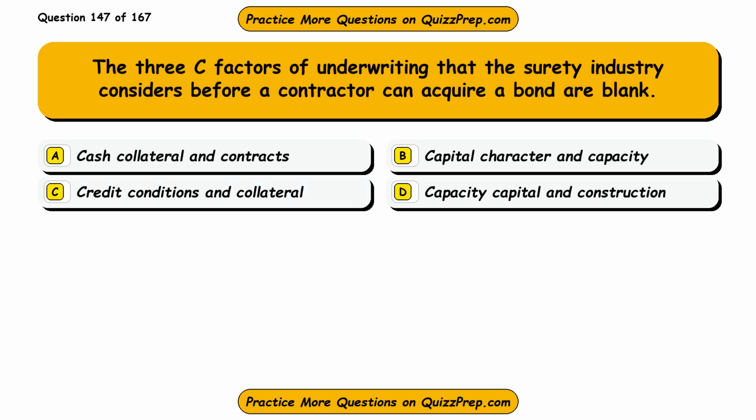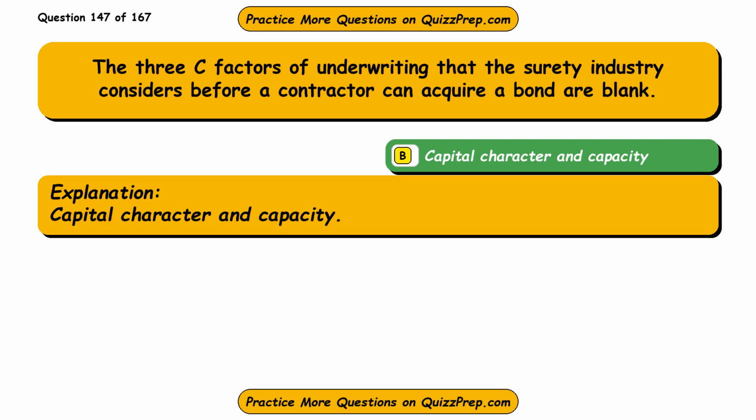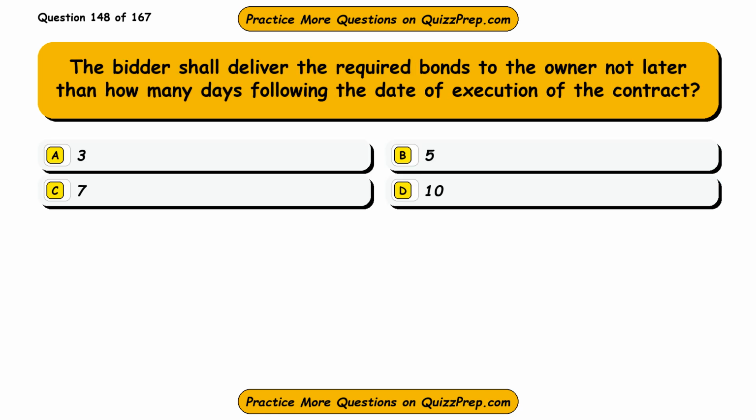Question 147. The 3 C factors of underwriting that the surety industry considers before a contractor can acquire a bond are blank. Option A, cash collateral and contracts. Option B, capital character and capacity. Option C, credit conditions and collateral. Option D, capacity capital and construction. The correct answer is option B, capital character and capacity. Capital character and capacity.